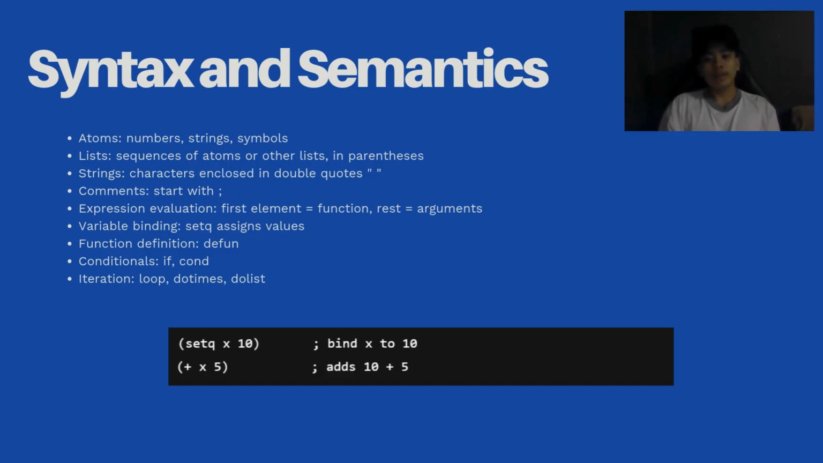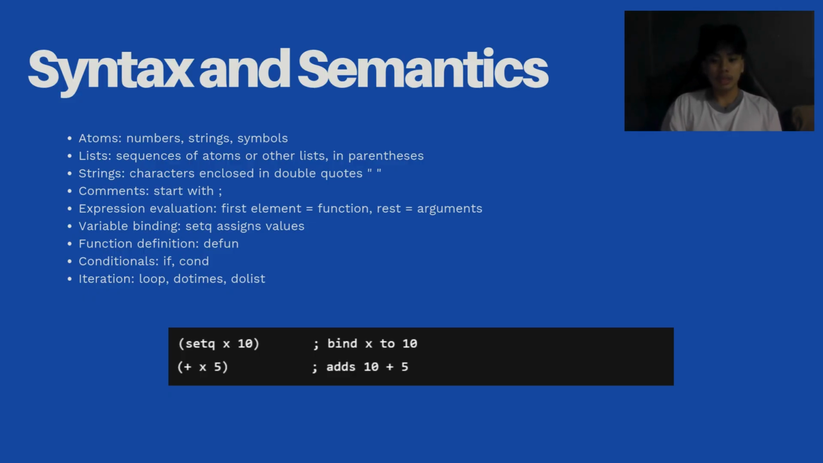Variables are assigned values using setq and functions are defined with defun. Conditionals like if and cond control which expressions are evaluated, while loops like loop, dotimes, or dolist handle repetition. For example, here we assign 10 to x with setq and then 5 to it, to demonstrate the prefix notation of lists.